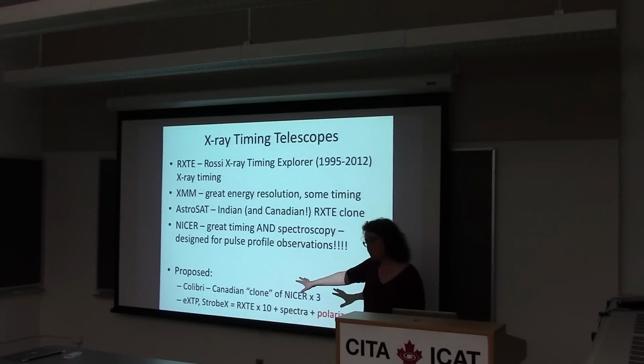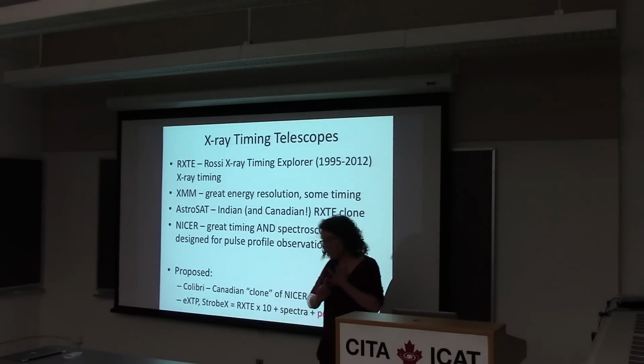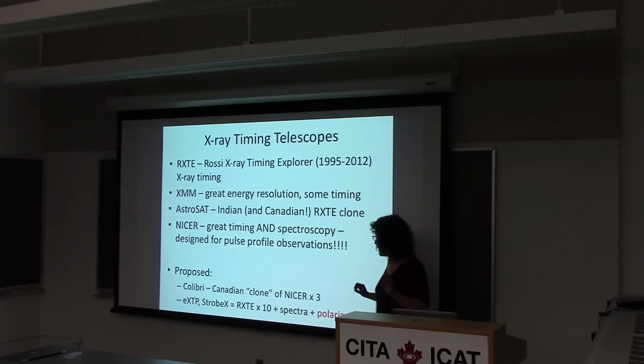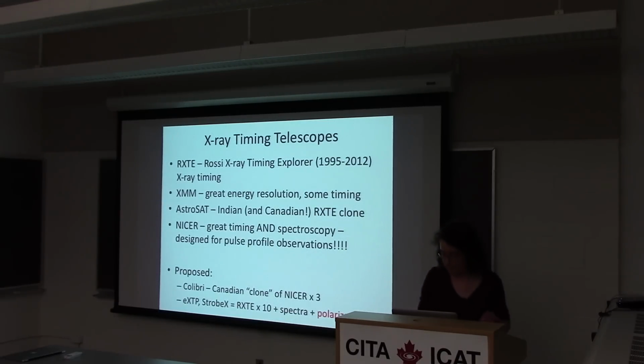And then there's 2 big proposals for timers. There's the EXTP and StrobeX, which would be totally amazing. And they're going to be sort of like the old Rossi X-ray Timing Explorer, but about 10 times larger effective area. And so EXTP is a collaboration between Europe and China, and StrobeX is an American one. And these things would also bring in polarization, which would be pretty amazing.